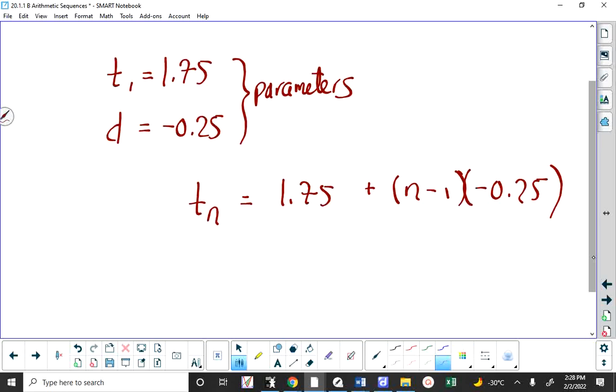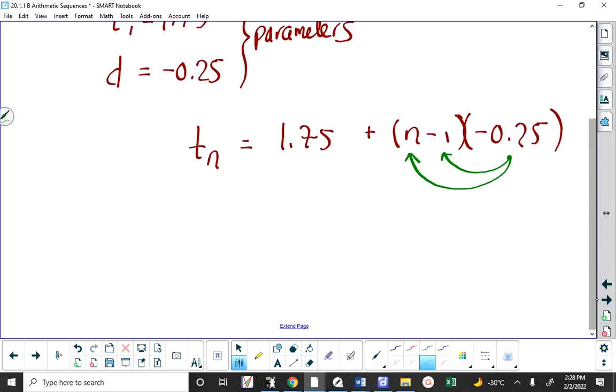We have to multiply. So now we multiply. Same thing we did before. You distribute that common difference into that binomial, which will give us Tn equals the 1.75. Then we have n multiplied by negative 0.25, which is negative 0.25n. And we have negative 1 multiplied by negative 0.25. Negative times negative is positive.